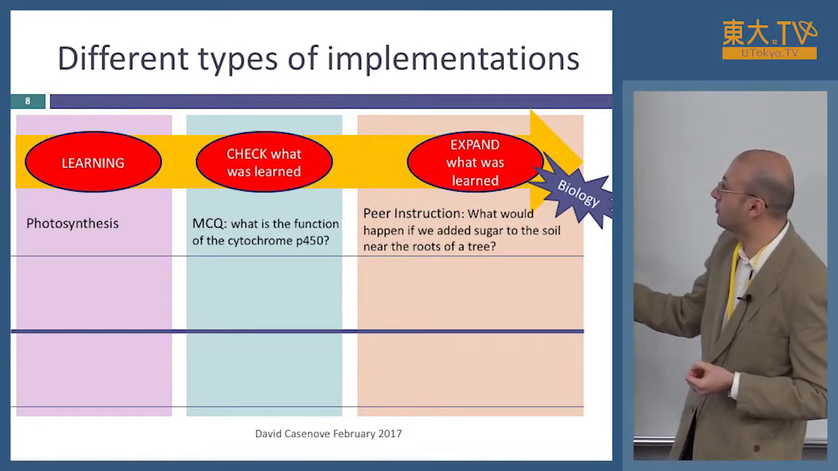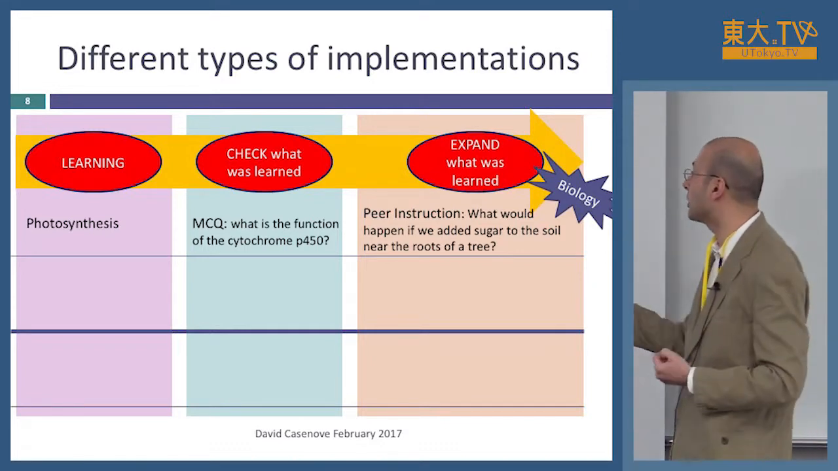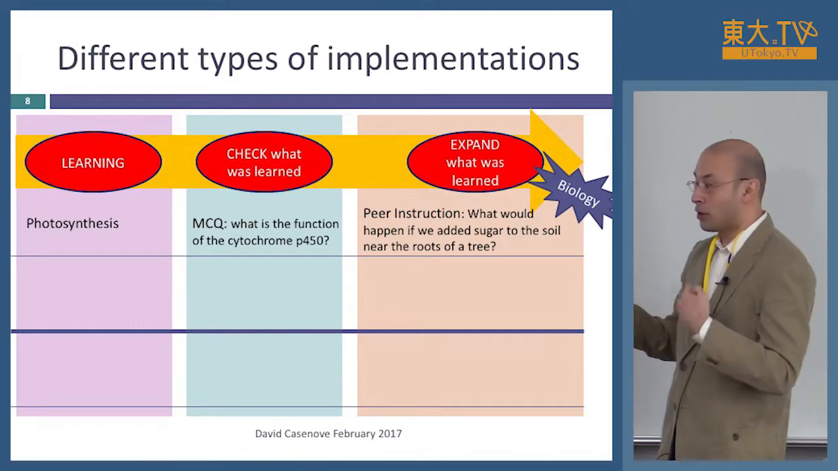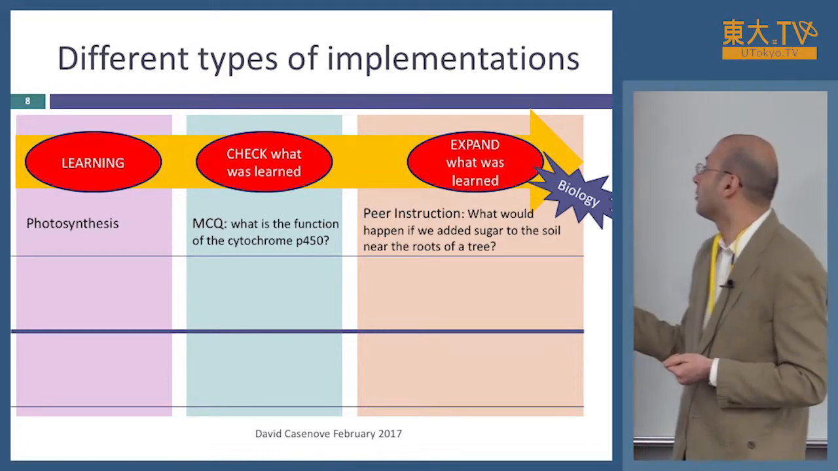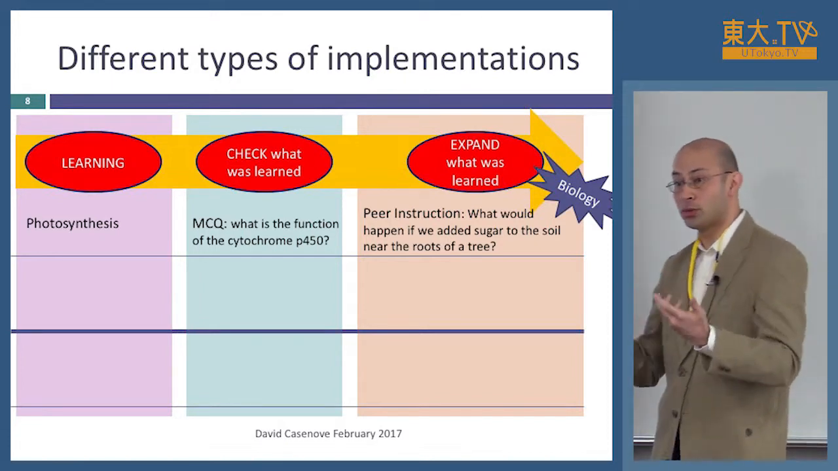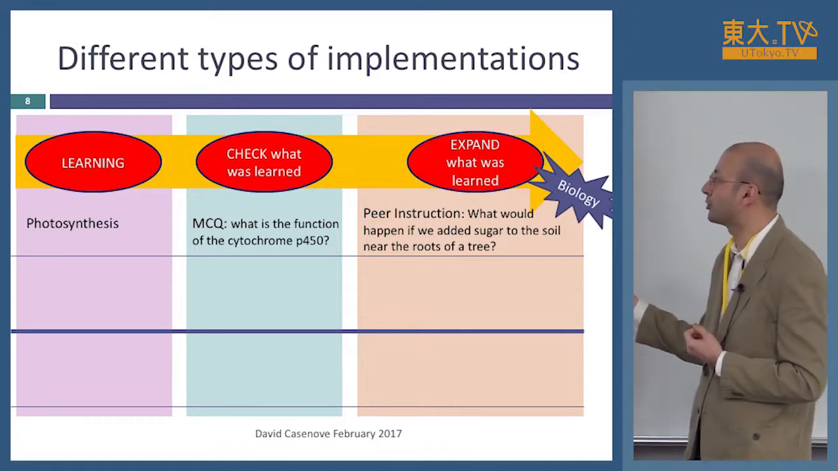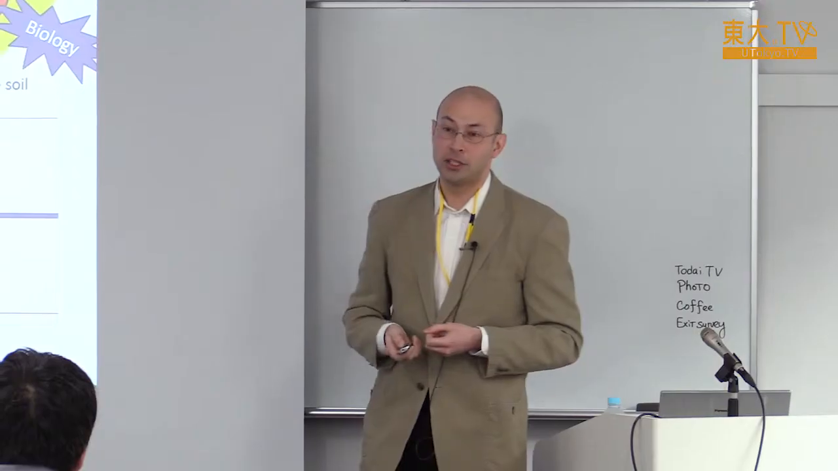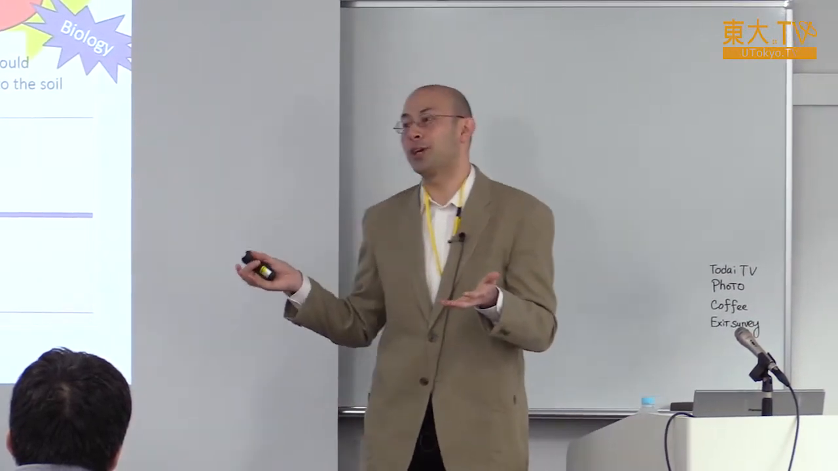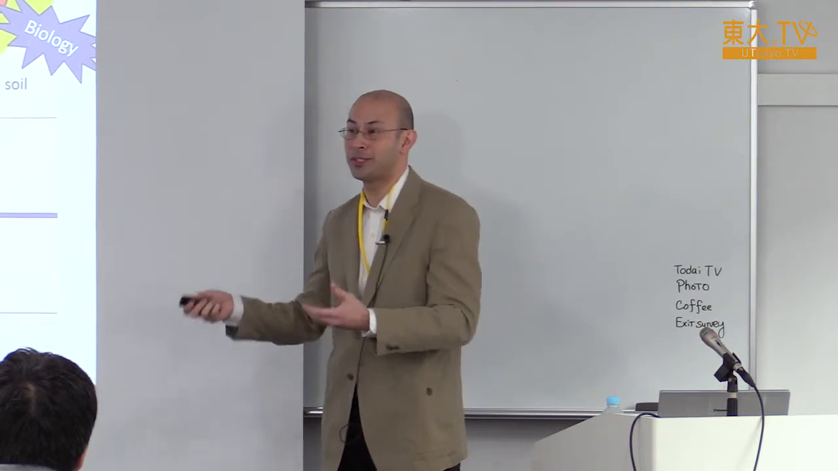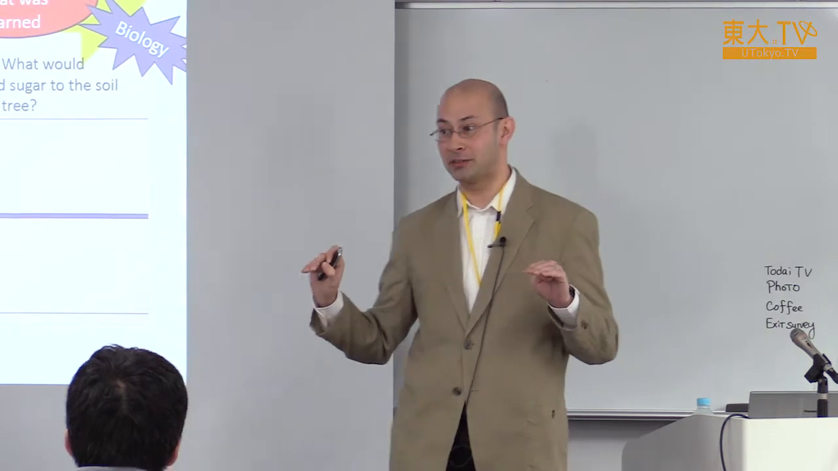In the classroom, then I'm doing something that is different. I'm not exactly repeating the same information. And I'm using other techniques, such as, for example, here peer instruction, as proposed by Mazur. And I'm asking a question that invites students to discuss and try to solve a problem together. So what would happen if we added sugar to the soil near the roots of a tree? If the student understood the lesson about photosynthesis, they will understand that it doesn't matter where you put the sugar, as the tree is using the carbon from the atmosphere. So it doesn't change anything.